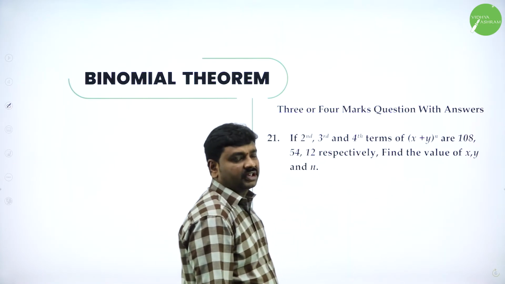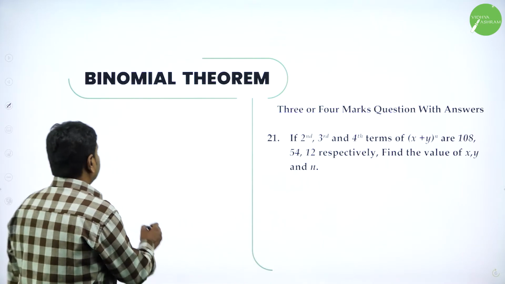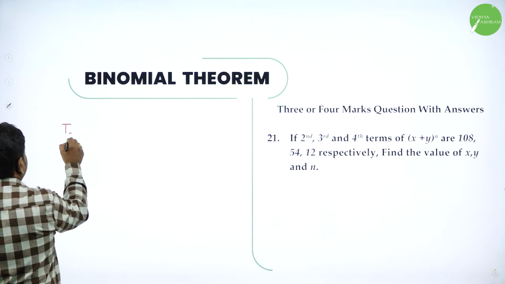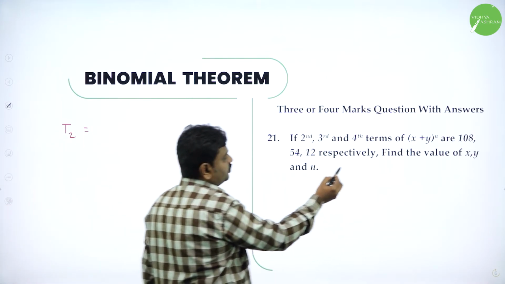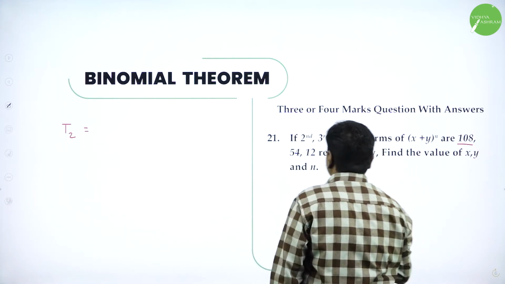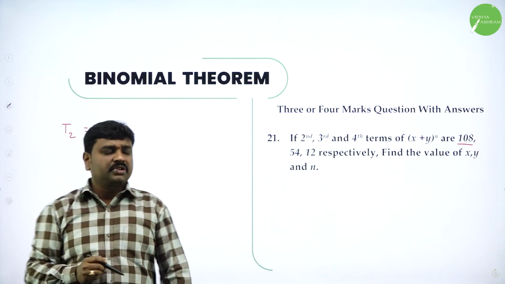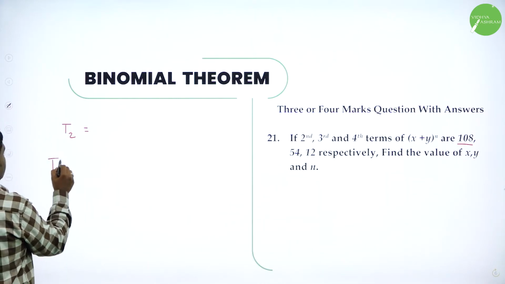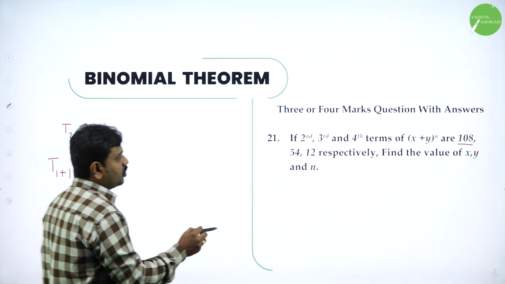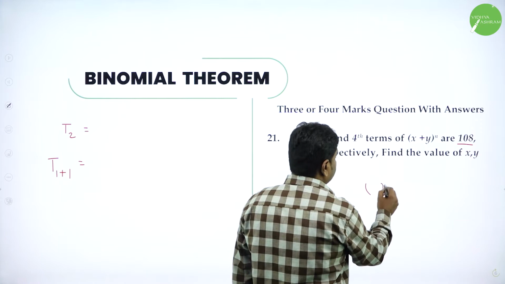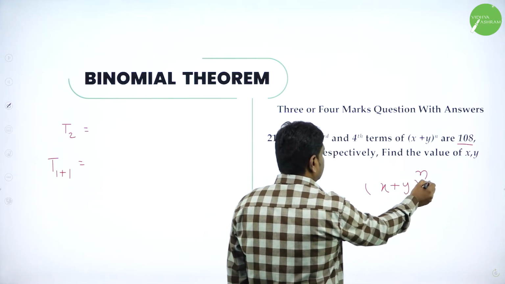Find the value of x, y, z. See, t is 2. Second term means T2 is how much? T2 is 108. Now we write T2. T2 means what? T(r plus 1). Can I write it as T(1 plus 1) is equal to nCr. nCr, what is n? n means overall power. What is the overall power? (x plus y) power n, they told. Overall is n.